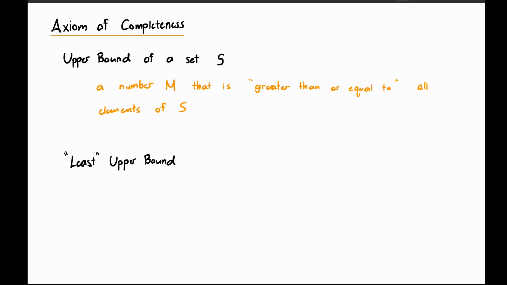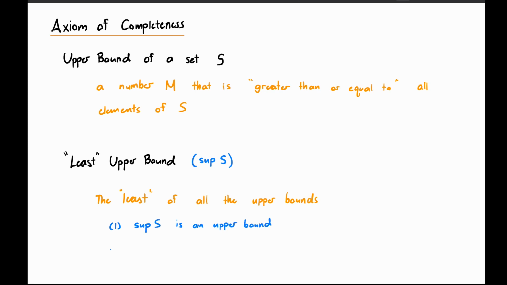What about the least upper bound? Well, the least upper bound is, as its name suggests, the least of all the upper bounds. So let's say that you have a list of all the upper bounds, then the minimum of that would be the least upper bound. Formally speaking, a least upper bound of a set S, it's also called the supremum of S, or sup S, has two properties. One, it has to be an upper bound.